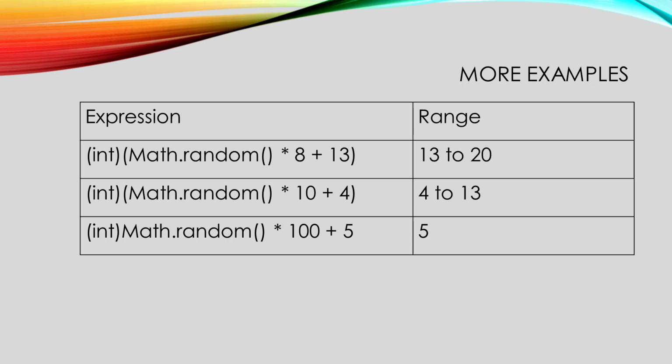Let's look at some more examples to see how this works. In this first example, we're multiplying Math.random by 8 and adding 13. That means we want to generate 8 values starting at 13. So our range will be from 13 to 20. In the second example, we're multiplying by 10 and adding 4. So we want our range to start at 4 and have 10 values. So it will be the values from 4 to 13.